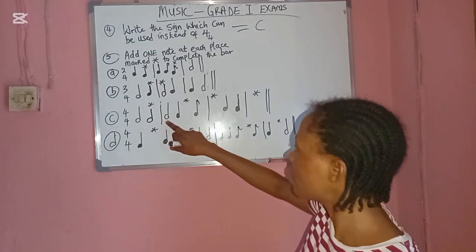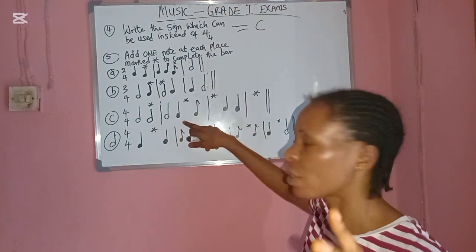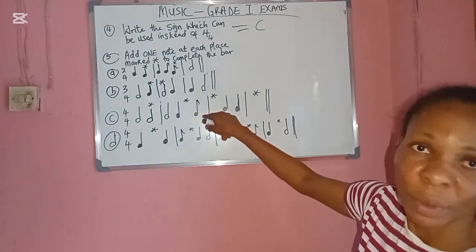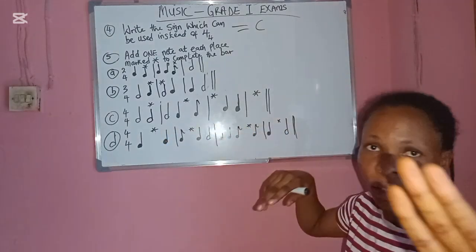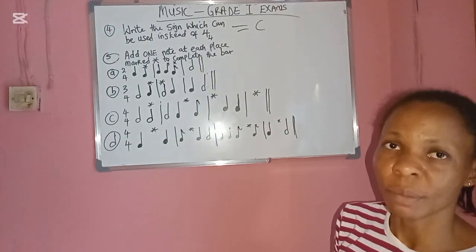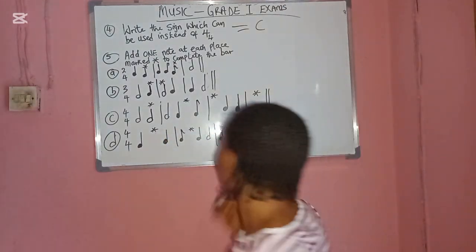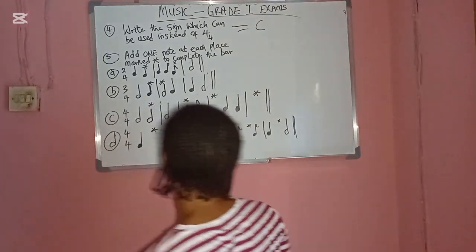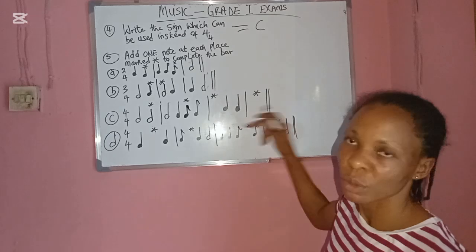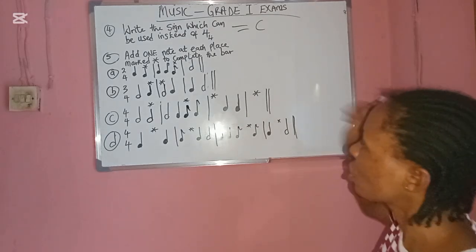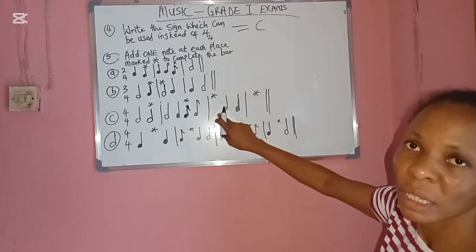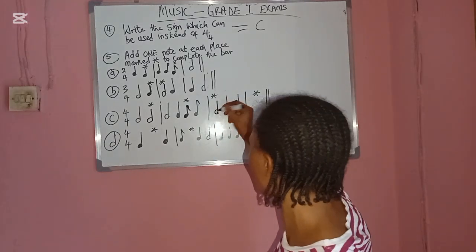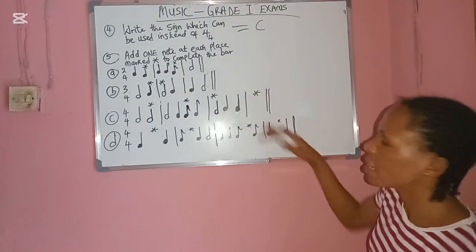Here we have a minim, which is 2 crochets. We have a crochet, which makes 3 now. Then we have a quaver, which is half. So we already have 3.5 beats here. So what is needed now to make it 4 is a quaver. And here we have 2 crochets. So what do we need to add here to make it 4 crochets? A minim. And here nothing.